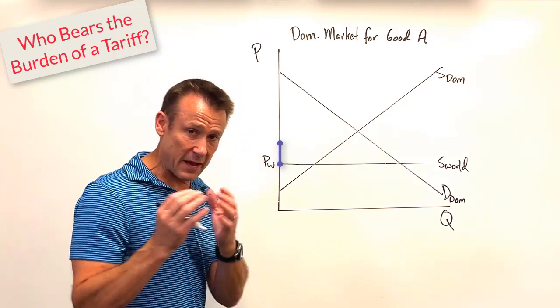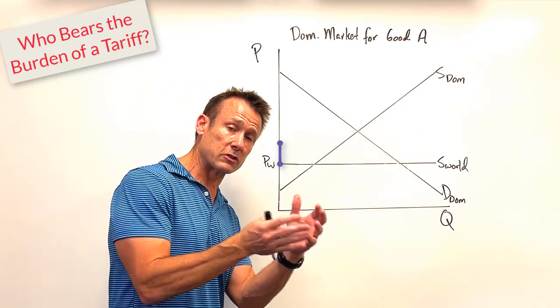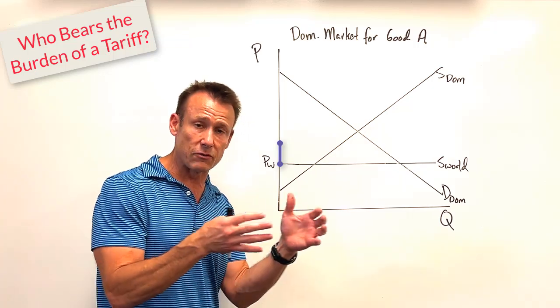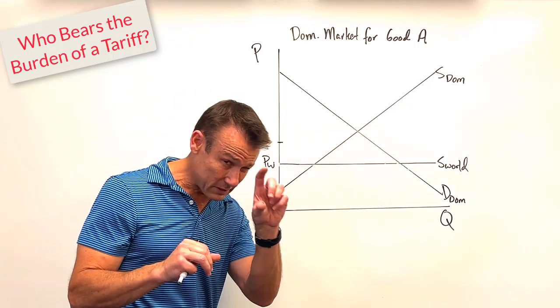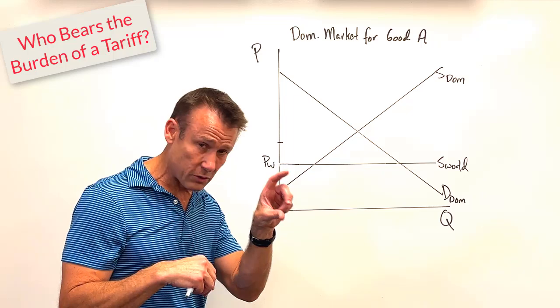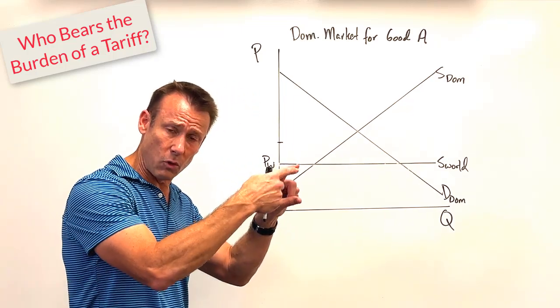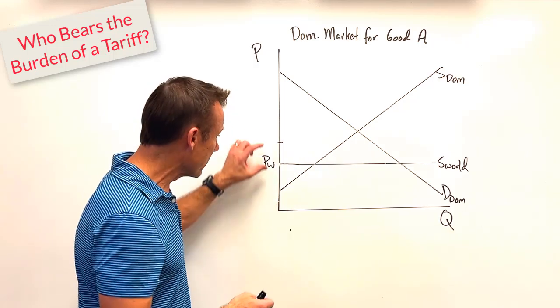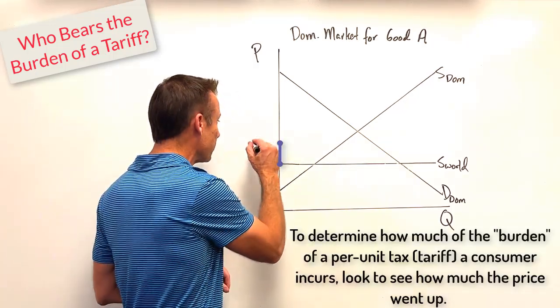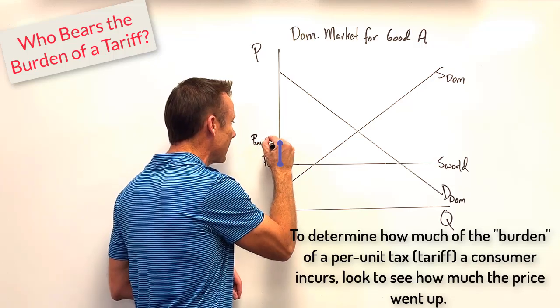And by the way, that's what we're looking for to see how much of the burden the consumer takes on of any type of indirect tax. We say, look, how much was that per unit tax, in this case a per unit tariff, and how much did the consumer's price go up? If it goes up by the full amount, then they're taking on the full burden. So we're going to put right here price world plus tariff.